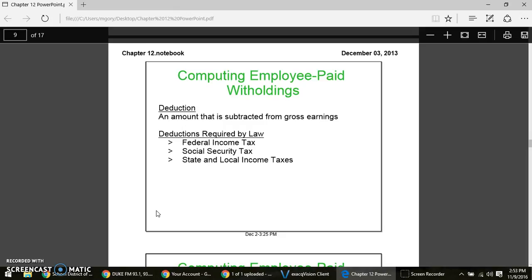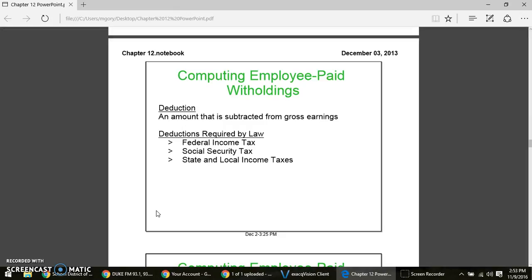Now, withholdings are any type of deductions that come out of an employee's check. Some of them are mandated by the government, others are mandated by the organization for which the employee works, or it could be any type of other alternative program that the employee wishes to take part in. A deduction is an amount that is subtracted from the gross earnings. So deductions required by the federal government are federal income tax and Social Security tax, and then there are also deductions by our state and local governments, known as state and local income taxes.